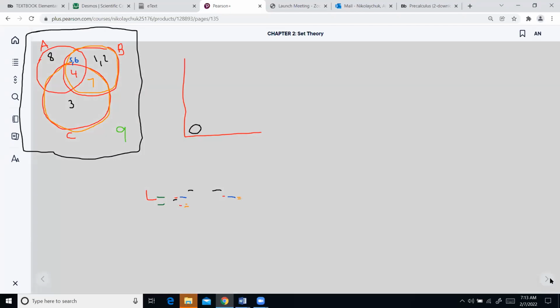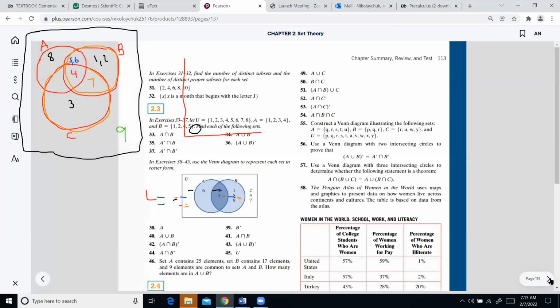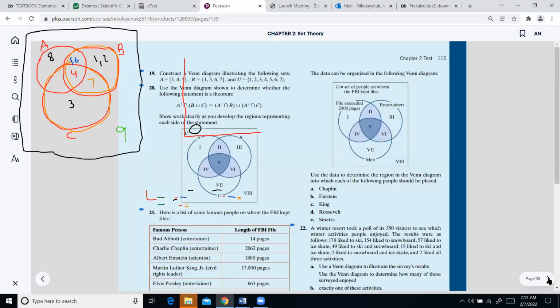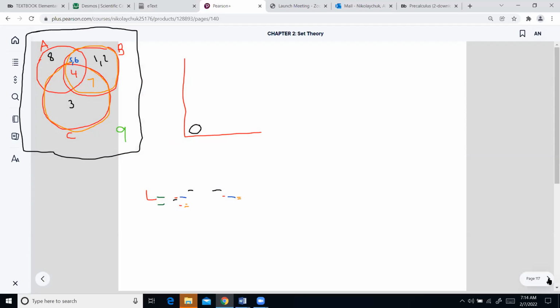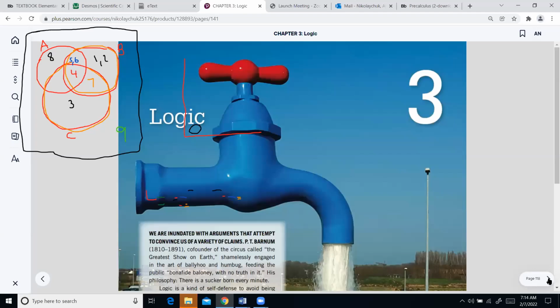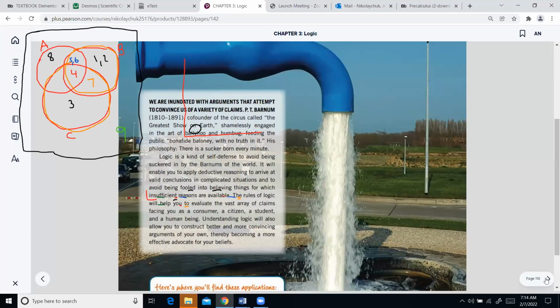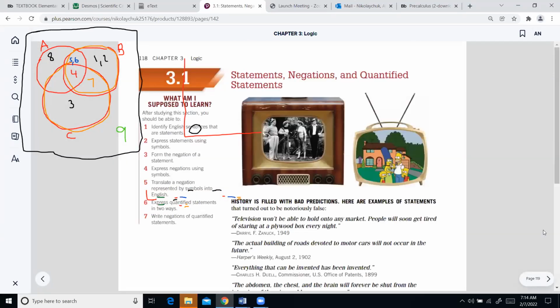Because this concludes chapter 2, and now I'm starting to look at chapter 3, which in a way utilizes those ideas from chapter 2, but it is a quite different story because it's called logic, and that's what we're going to deal with in chapter 3.